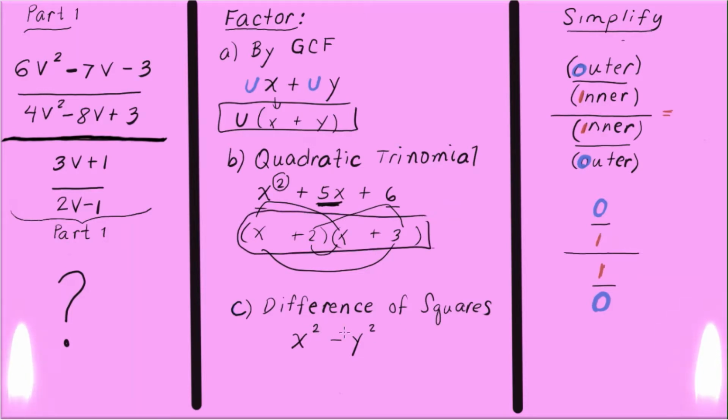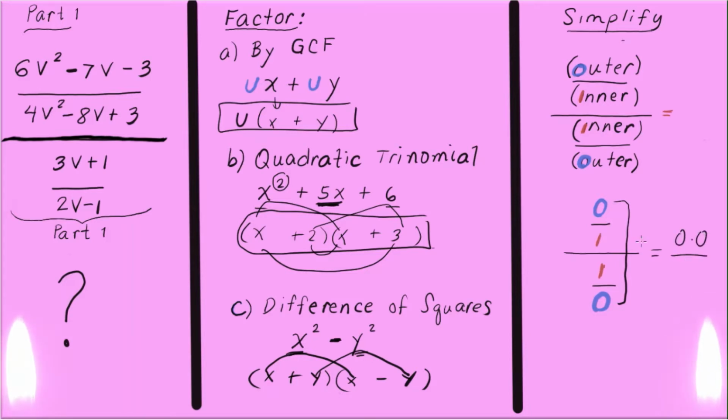Now in factoring a difference of squares, we have to recognize that this is a difference of two perfect squares, and the factors are going to be the sum and difference of two numbers, x and y. So it's x plus y times x minus y. And how do you simplify complex fractions? Let's use outer over inner divided by inner over outer. The trick here is to multiply the two outer numbers for the numerator and then divide it by the product of the two inner numbers.